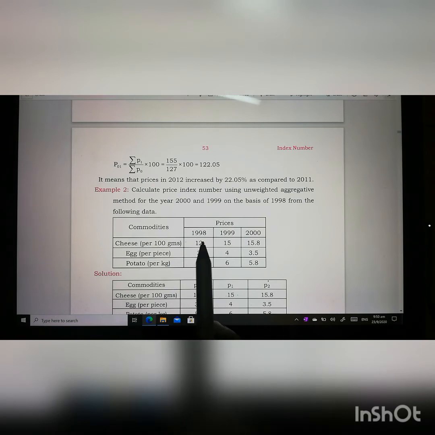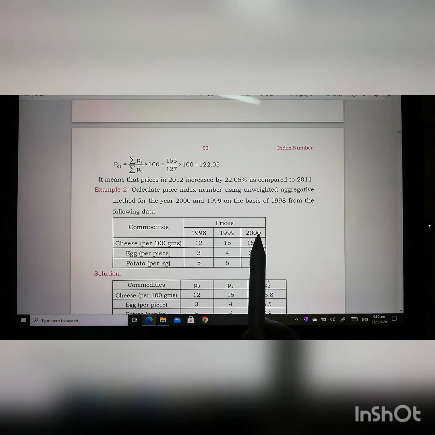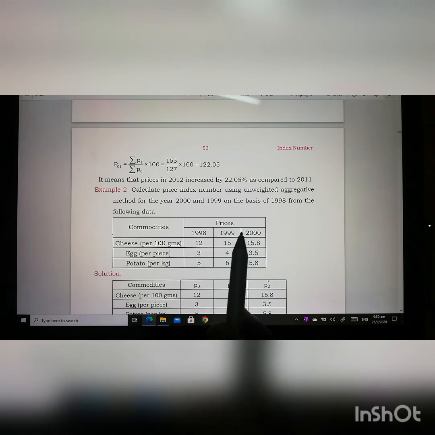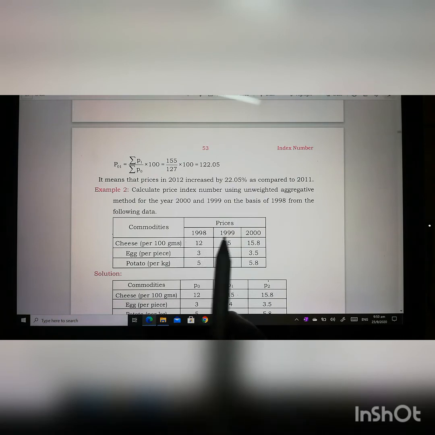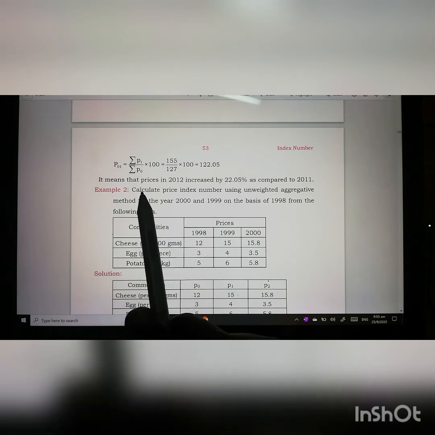There are 3 years given to us. 1998 is given to us, 1999 is given to us, 2000 is given to us. 3 years' prices are given to us. Usually in index numbers we should have only 2 time periods, but here they have given us 3 time periods. Now let's go back to the question and understand it.